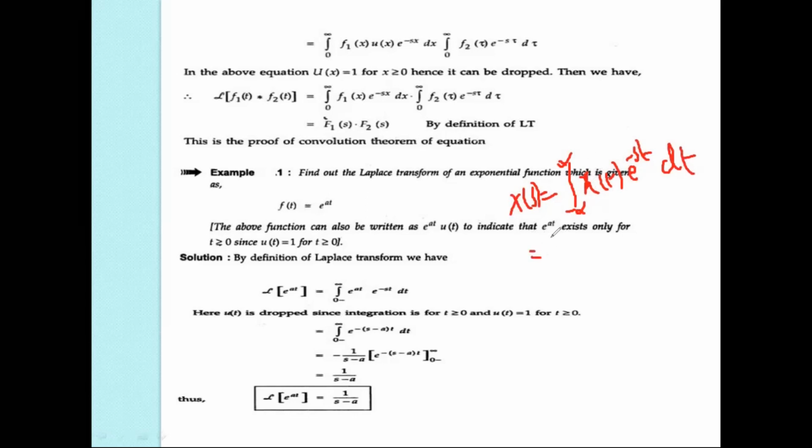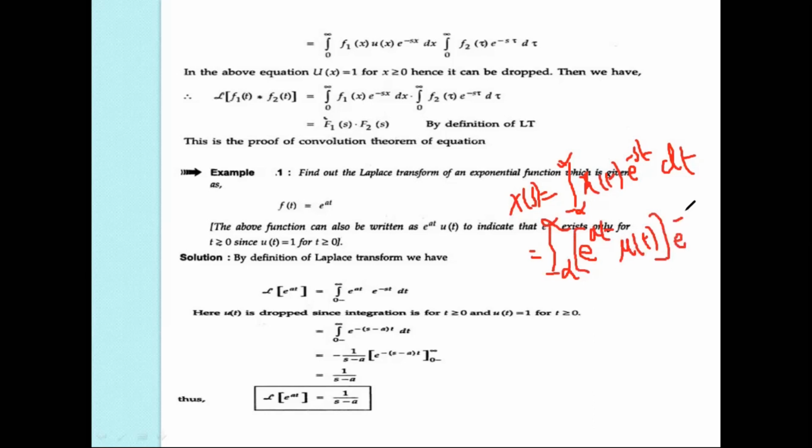According to the definition of the Laplace transformation, x of s is equal to the integral from minus infinity to infinity of x of t e power minus st dt. We know this one. What is the given x of t? Here it is f of t, my dear students. I am using x, don't get confused, because some textbooks always use x. The integral from minus infinity to infinity, I am taking x of t as e power at mu of t, times e power minus st dt.